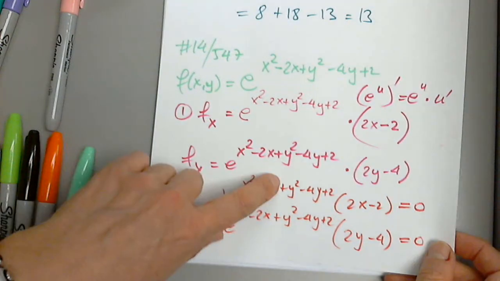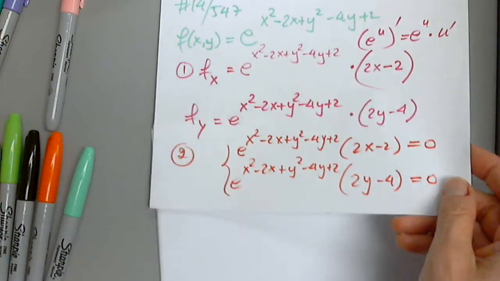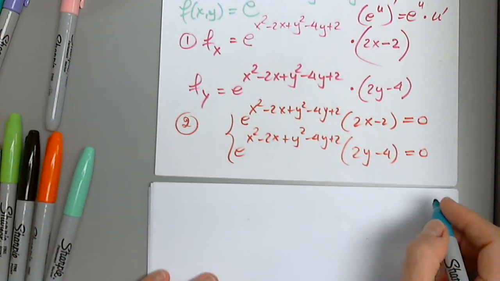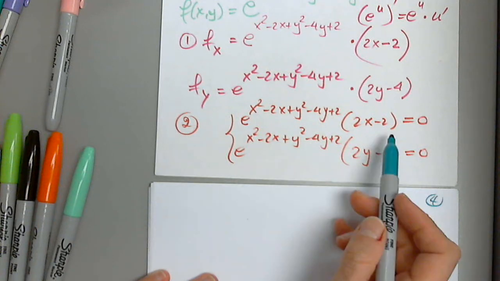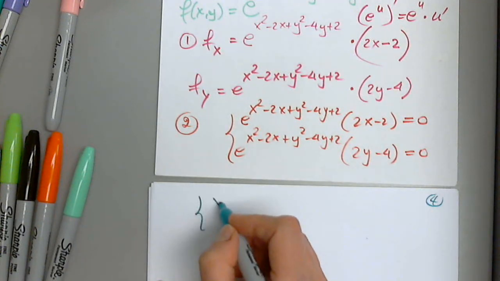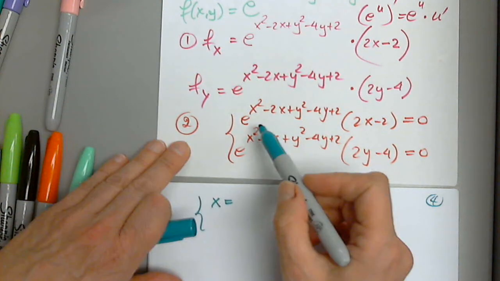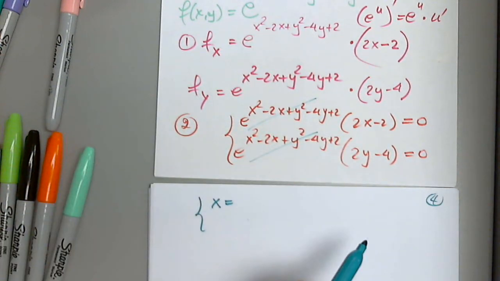But if you remember, the exponential function can never be 0. So what is the only option from the first equation? That x equals... e to the x is never 0, so I can divide by it. E to a power is never 0. When x equals 1. Very good.